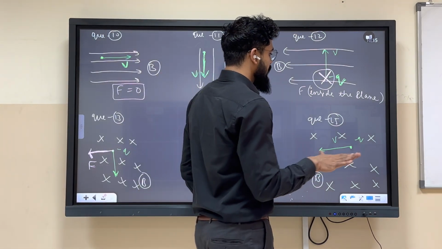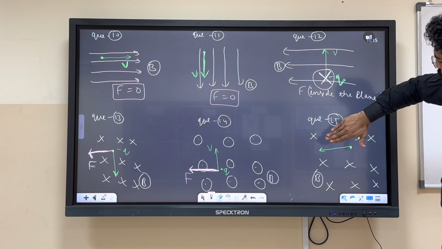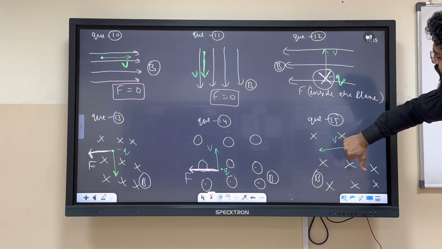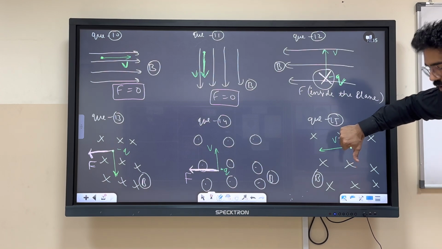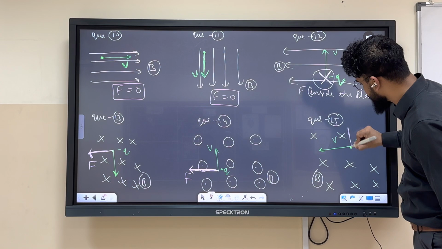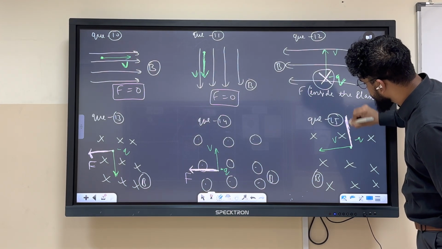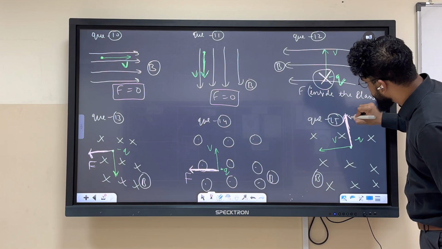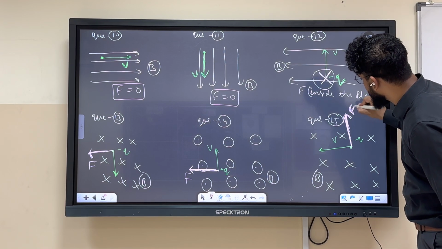Over here again, V cross B. Force should be in the downward direction, but it is a negative charge, so that's why force should be in this direction. I hope you're getting it.